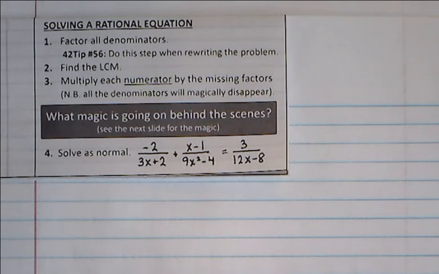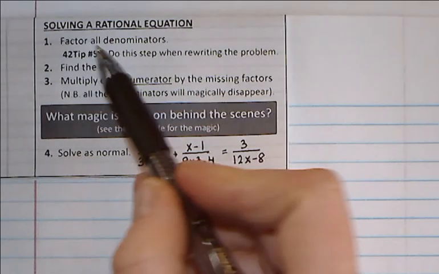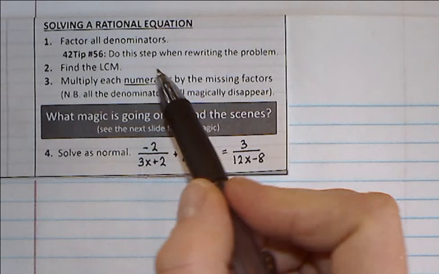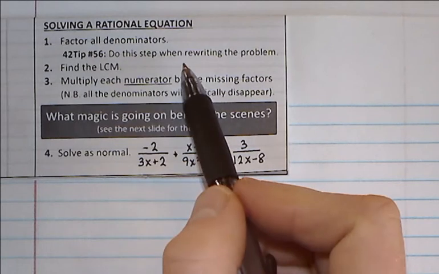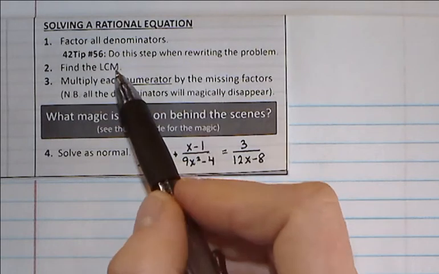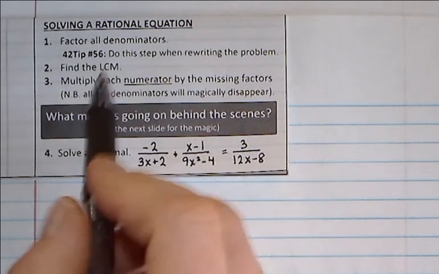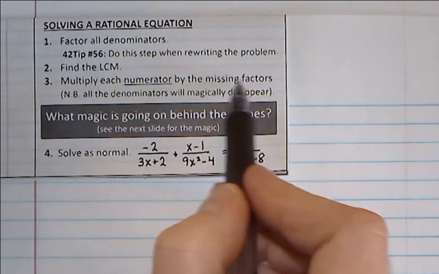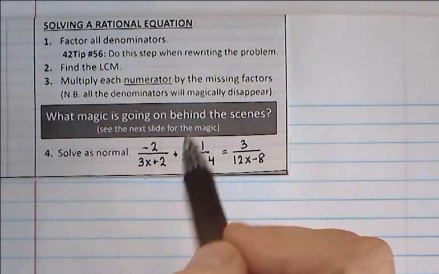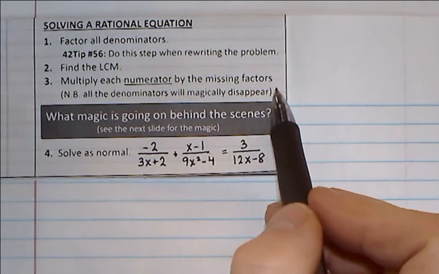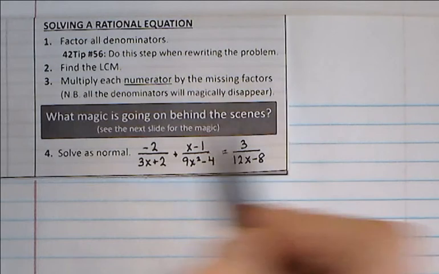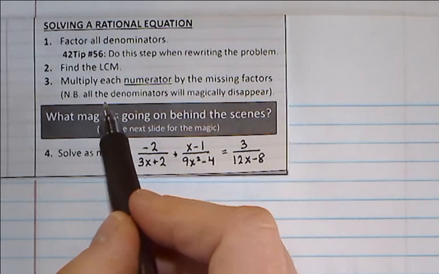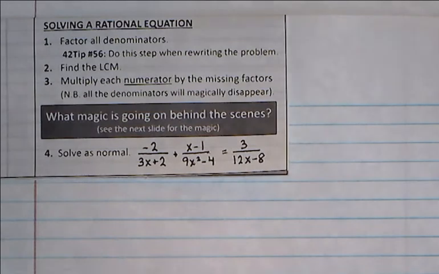The basic steps we're going to go through are factor all denominators, and my tip on this is do this step when you're rewriting the problem. Then we're going to find the LCM, and then here's the distinct part that's unique to the solving of equations. Multiply each numerator by the missing factors, and I will tell you what I mean by missing factor when we get to that step. And note well that at this point, all the denominators will magically disappear, and then you can solve the problem as normal.